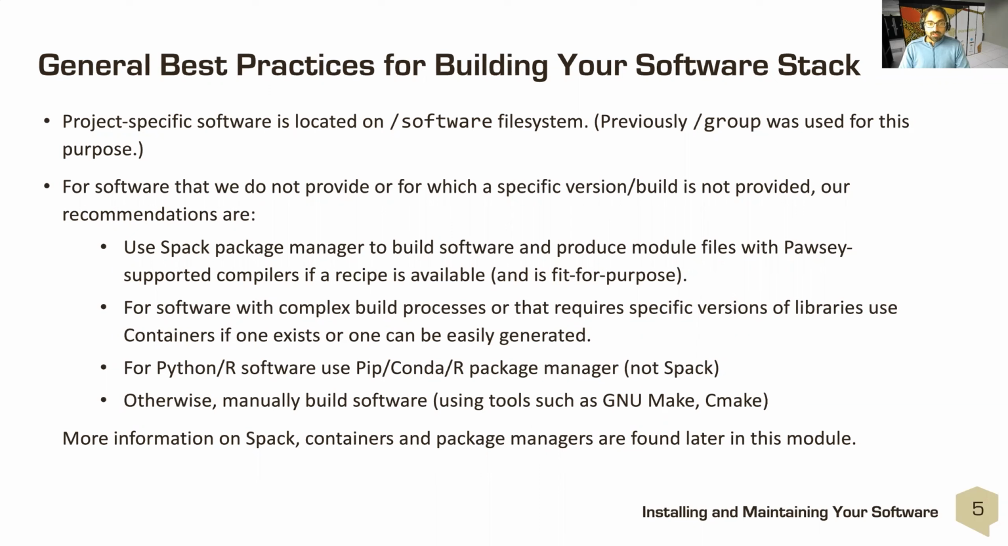For software that has a complex build process that needs very specific versions of libraries, you can try to use containers. They might be ones that already exist, but they could also be generated. For Python and R software, we recommend using pip, Conda, and R package managers, so not Spack. Otherwise, you'd have to manually build software using tools such as GNU Make and CMake to build from source. The information on Spack, containers, and package managers is found in this module.